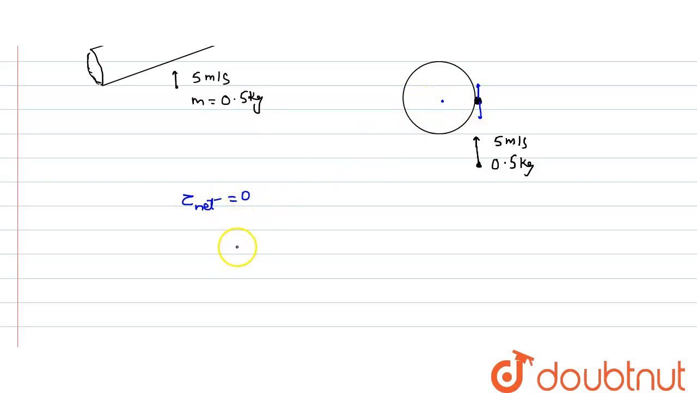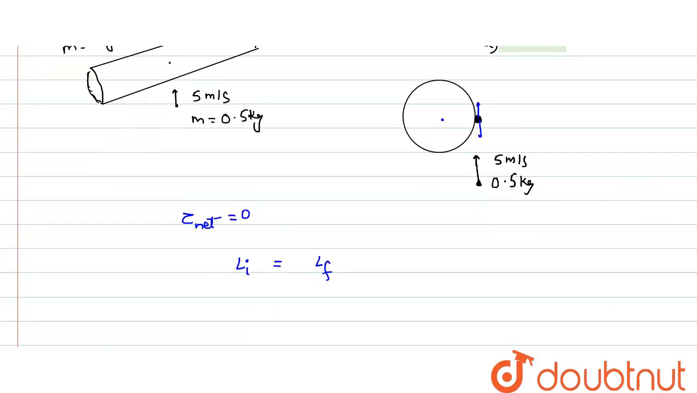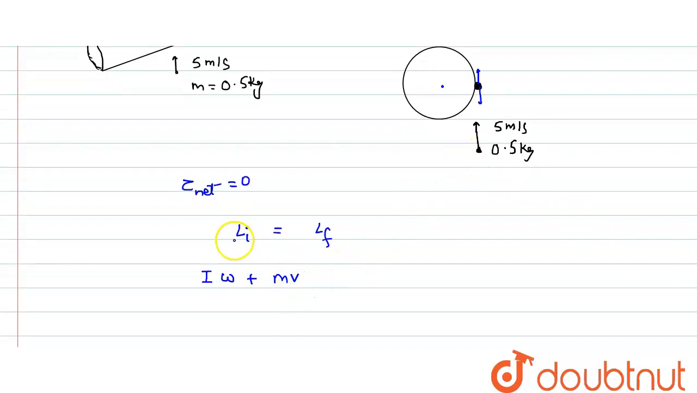So if torque is zero, we can say that the initial angular momentum would be equal to the final angular momentum. Now what would be the initial angular momentum? At the start, this solid cylinder was rotating, so its angular momentum would be I omega, plus the angular momentum of the particle, which is given as m v r about the point we are taking, the center.